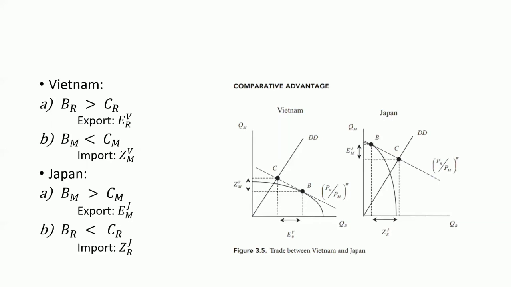And the production of motorcycles is less than the consumption, so they have to import motorcycles to complement the consumption or the demand. And here in Japan, the production of motorcycles is larger than the consumption. Therefore, they export the difference. And the production of rice is less than the consumption of rice, so they have to import rice to complement the demand.